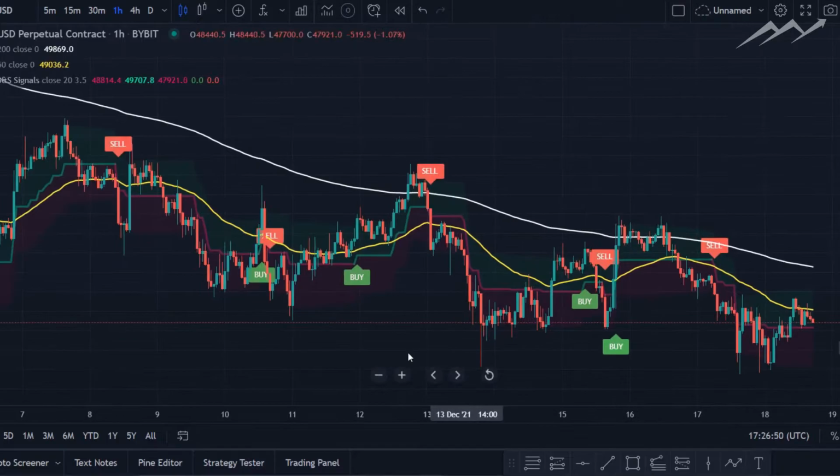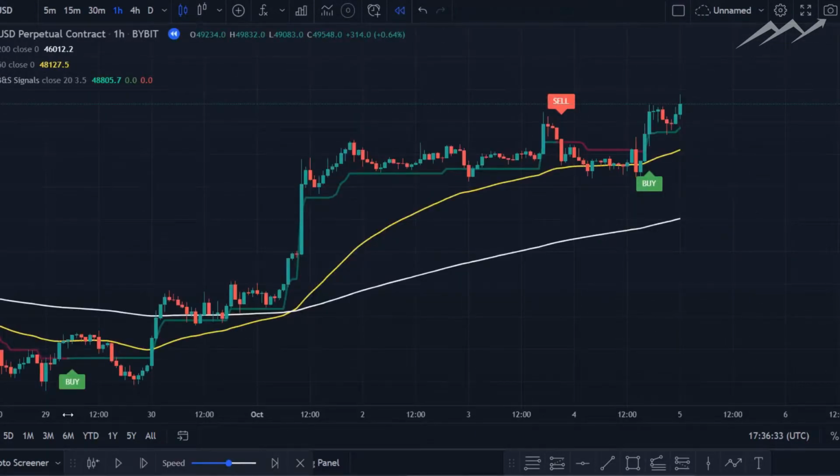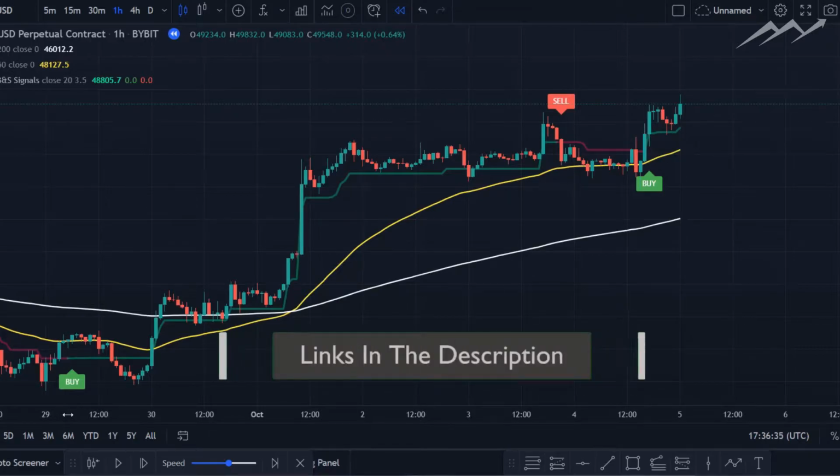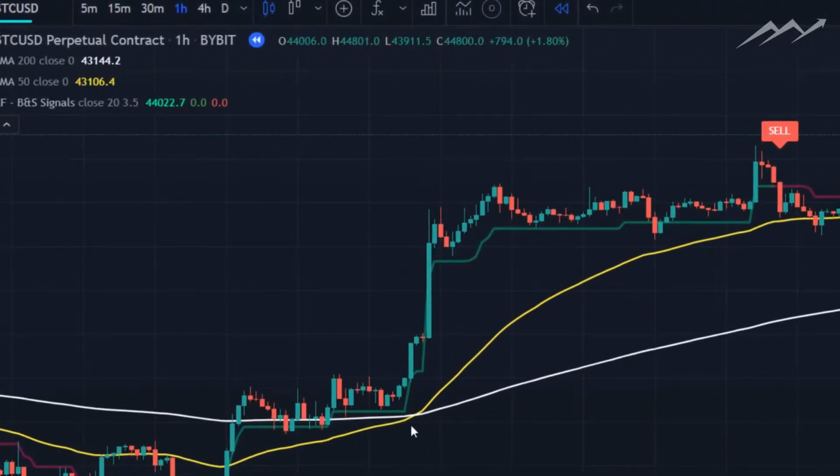Let's go over the entry criteria and look at various samples with the system rules and specifics mentioned in the description below. This is a 1-hour Japanese candlestick chart of Bitcoin versus the US dollar.